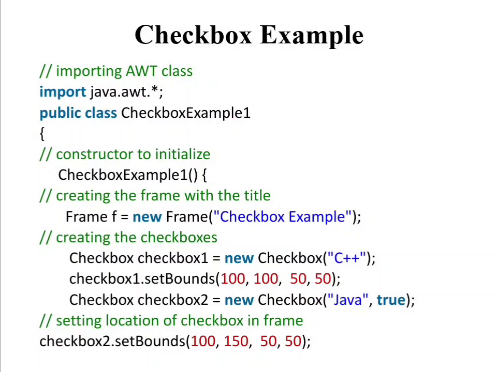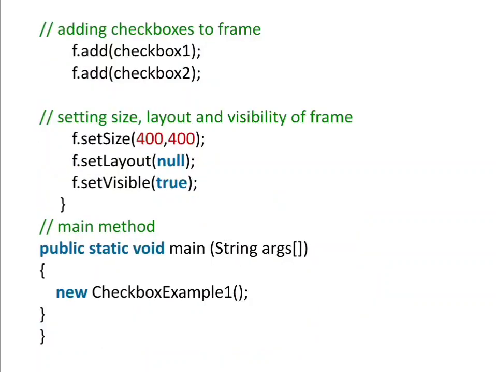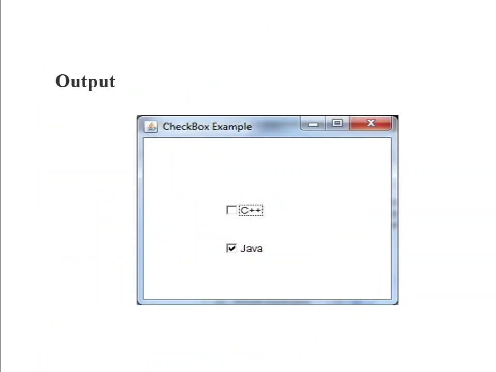Then next one is CheckboxGroup. The object of the CheckboxGroup class is used to group together a set of checkboxes. At a time only one checkbox button is allowed to be in the on state and the remaining checkbox buttons are in the off state. It inherits the Object class. The CheckboxGroup class declaration is: public class CheckboxGroup extends Object implements Serializable.